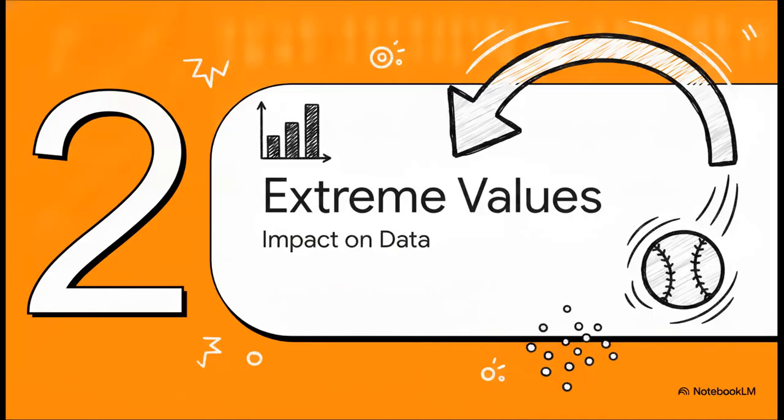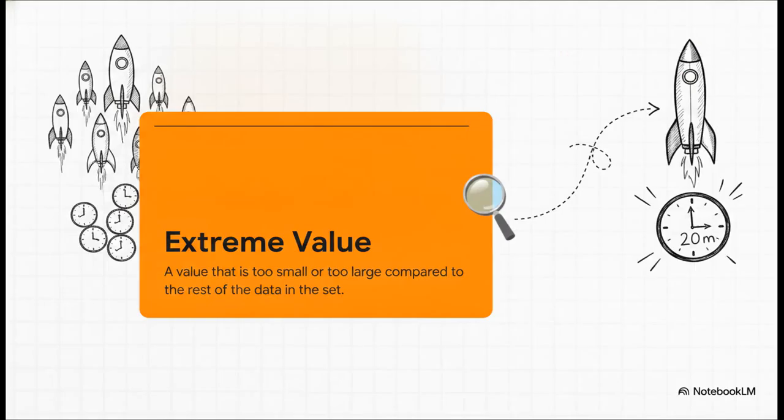Section 2. Extreme values in data. Okay, so what exactly is an extreme value? Well, it's a data point that is just way too small or way too large compared to the rest of the pack. Picture this. You've got a group of students building model rockets. Most groups are finishing in 5, 6, 7, 8, or maybe 9 minutes. But then one group takes a whopping 20 minutes. That 20 is completely out of place. That, my friends, is an extreme value.